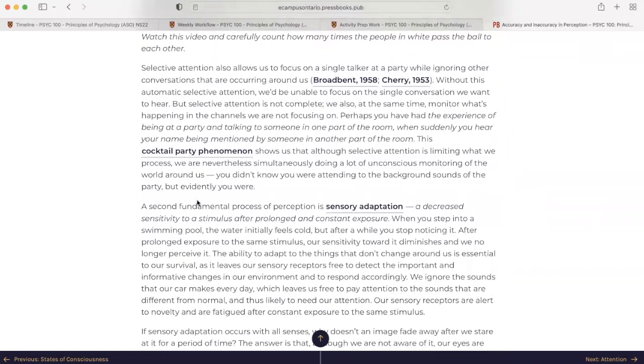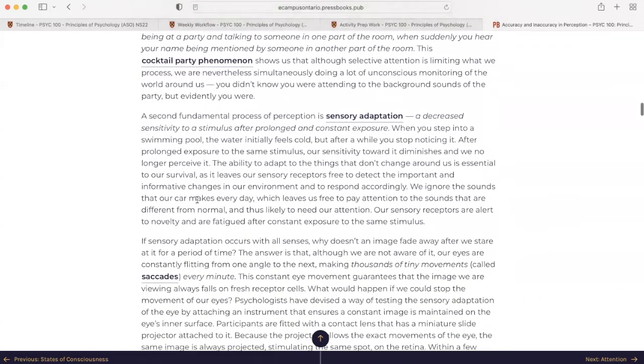We also at the same time monitor what's happening in the channels we are not focusing on. Perhaps you have had the experience of being at a party and talking to someone in part of the room, when suddenly you hear your name being mentioned by someone in another part of the room. This cocktail party phenomenon shows us that although selective attention is limiting what we process, we are nevertheless simultaneously doing a lot of unconscious monitoring of the world around us. You didn't know you were attending to the background sounds of the party, but evidently you were.